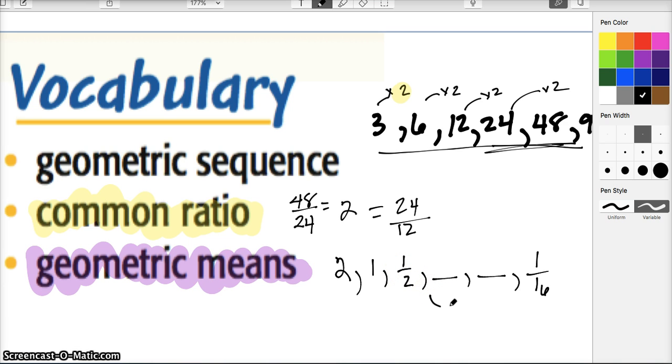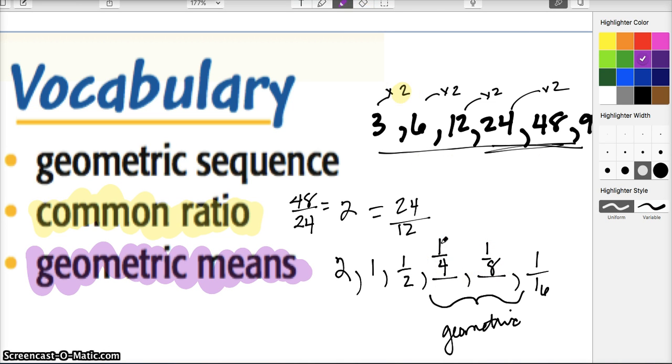Then the values here are considered the geometric means. So the geometric means are the values between two non-consecutive terms of a geometric sequence. All right, so what we're talking about here would be 1/4 and 1/8 would be the geometric means of 1/2 and 1/16.